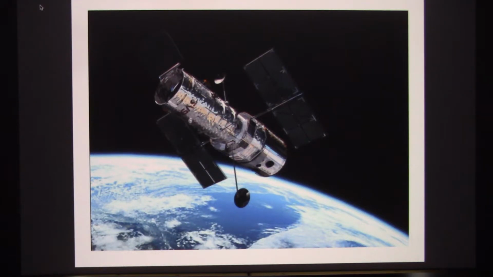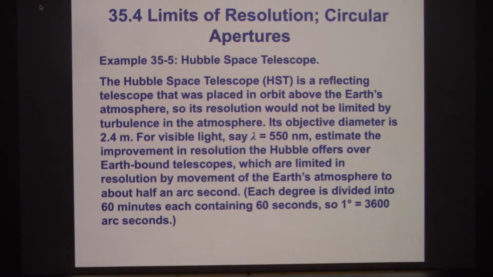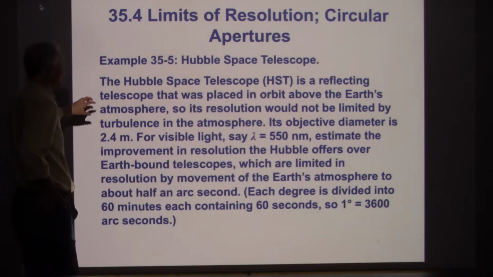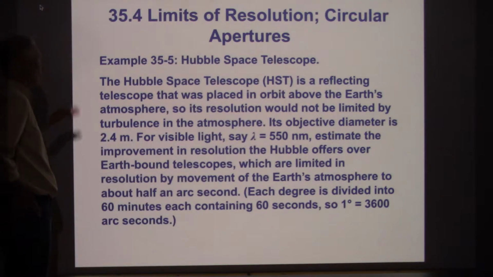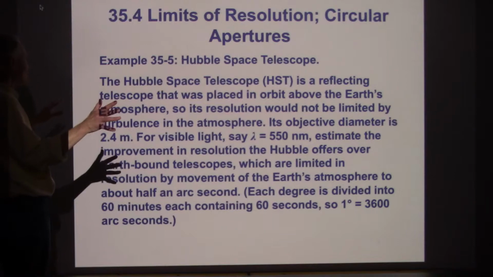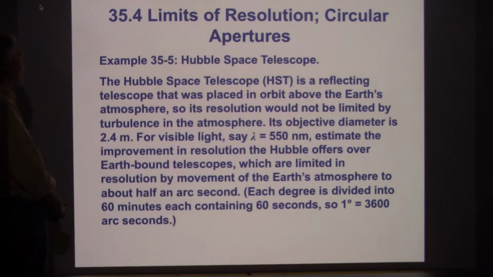So if you look at pictures from the Hubble telescope, just remarkable, all the things that the Hubble telescope has been able to image thanks to being up above Earth's atmosphere. So anyway, the Hubble Space Telescope is in orbit around the Earth, up above the atmosphere, so the atmosphere is not limiting its resolution.